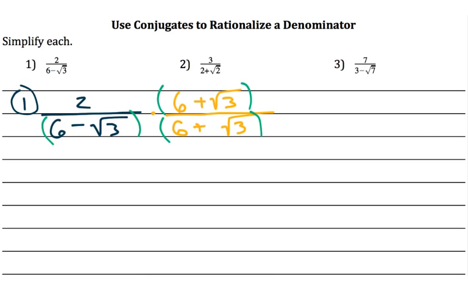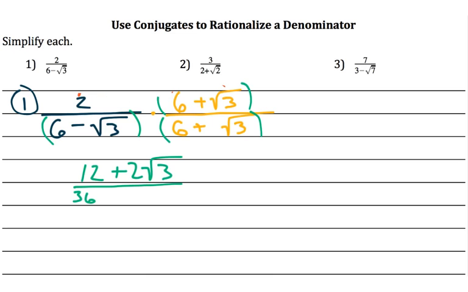So I'm picturing this, but I'm not drawing this. 2 times 6 is 12. I'll skip a line, but only so that it's more clear. 2 times square root of 3 with the plus sign there is going to be plus 2 square root of 3. All of this will end up being over. Now we're foiling down here.